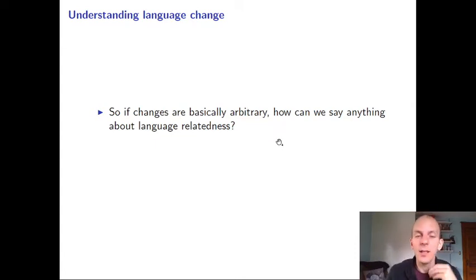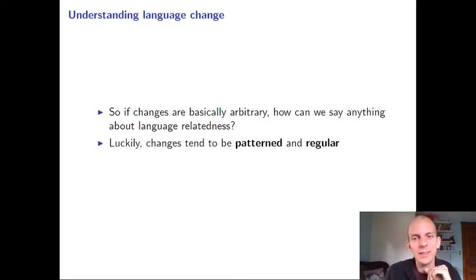So, language is constantly changing, and it's changing in kind of unpredictable ways. So if these changes are essentially arbitrary, and we only have today's languages and back a couple thousand years, how can we say anything about language relatedness or proto-languages? How do we know anything about them? Well, changes aren't actually random. Linguistic changes, lucky for us, lucky for historical linguistics, aren't actually random. Rather, they're patterned. They follow patterns and they're regular.